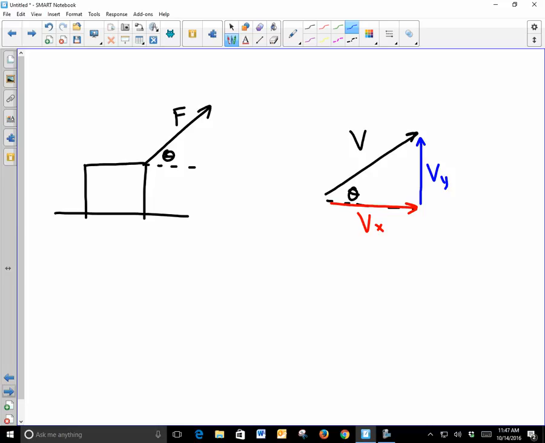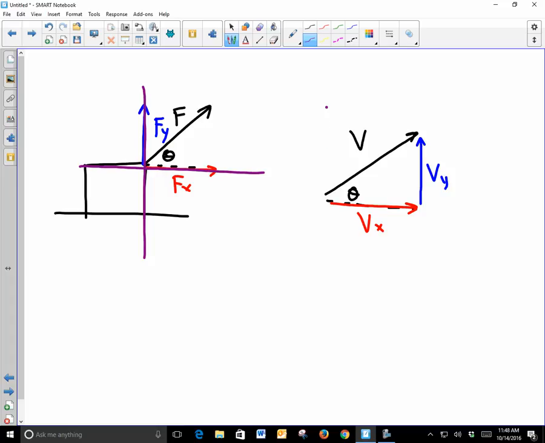With forces, we do the same thing. This force can be broken down into how much force is pulling it in the x direction and how much force is pulling it in the y direction. Now we did that because on our axes, this force is at a weirdo angle. So I need to find out how much of that force is pulling in the x and how much of that force is pulling in the y, and then I can deal with it. I can write F equals ma and things like that.